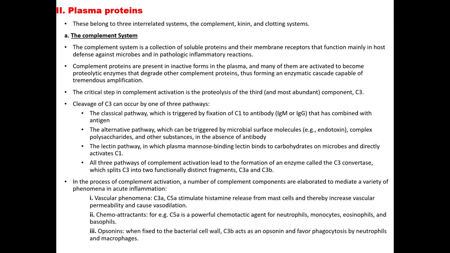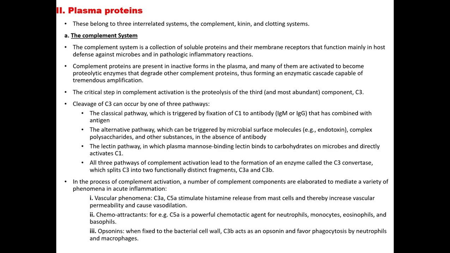Or we have the alternative pathway, triggered by microbial surface molecules, such as endotoxin, and complex polysaccharides present on the microbe, and other substances in the absence of the antibody. In this case we do not have antibody. This is the alternative pathway. Or we have the lectin pathway, in which plasma mannose-binding lectin binds to the carbohydrate on the microbe and directly activates C1, which subsequently will activate C3.